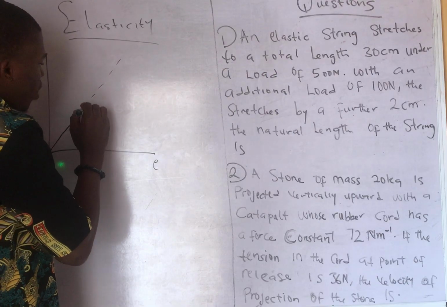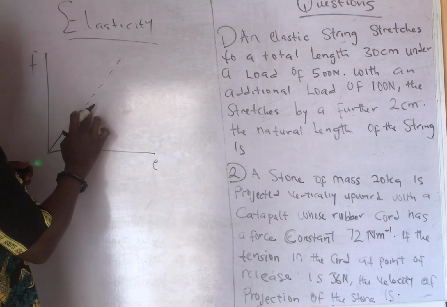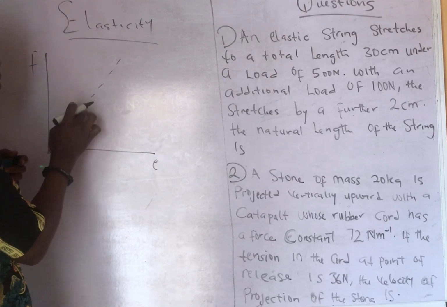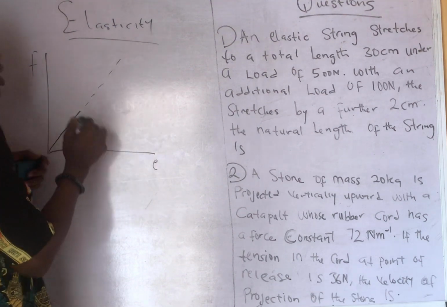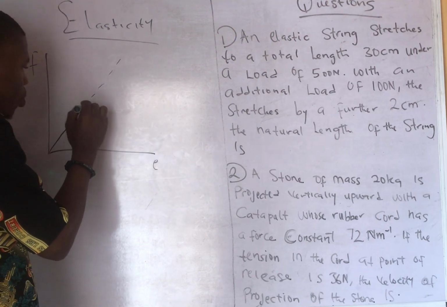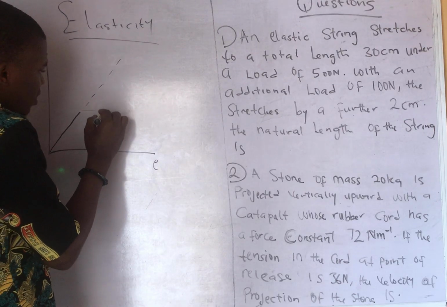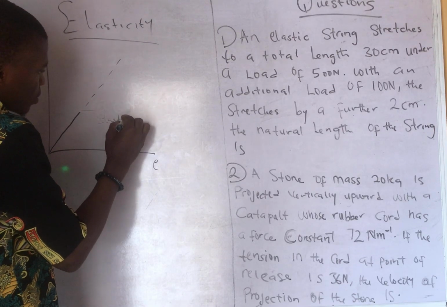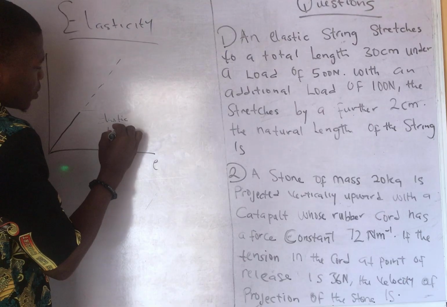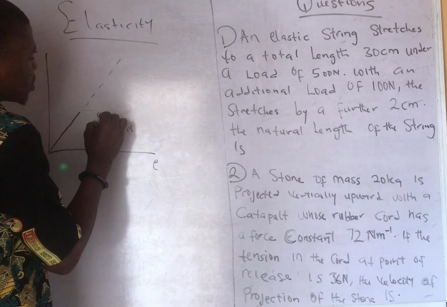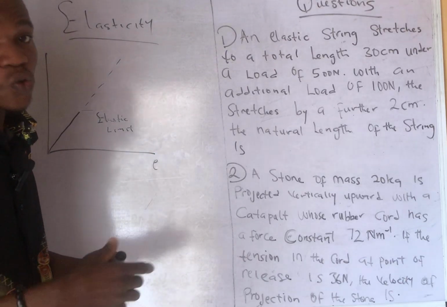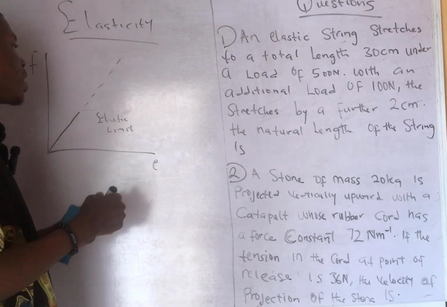This is the linear one. Let's say if the load is small, this is how it will be. When the load is large, it will curve to a point, and the place it curves to is the elastic limit. The elastic limit is the point beyond which it cannot regain its original shape again.